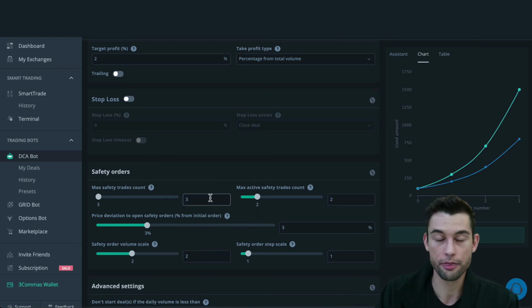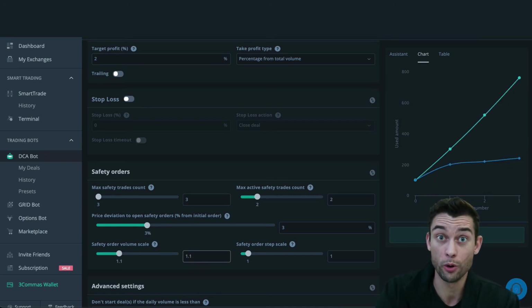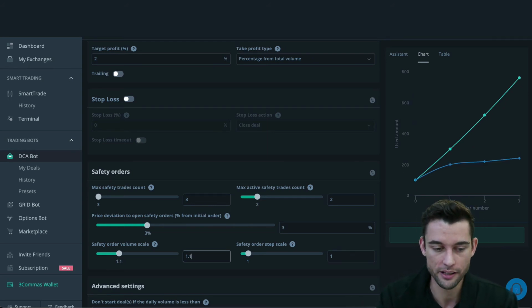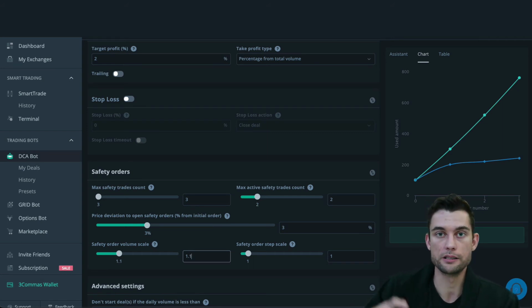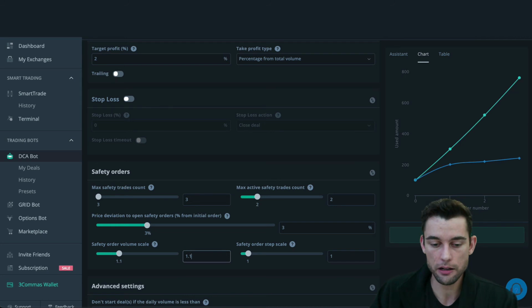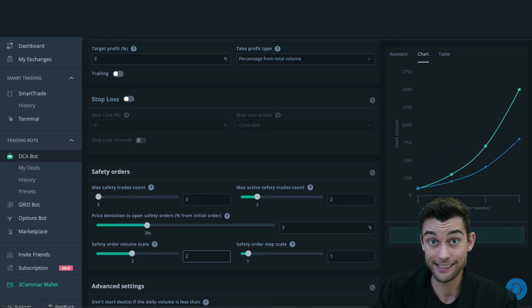But if you have more than 3, you definitely don't want this to be 2. Normally this is like 1.1, okay? Maybe 1.2, but honestly it's like 1.1 for the maximum amount of the safety order volume scale. I will go into this in a more advanced video down the line, but right now, to make things easy, we're going to set this to 2 because it's simple to understand.